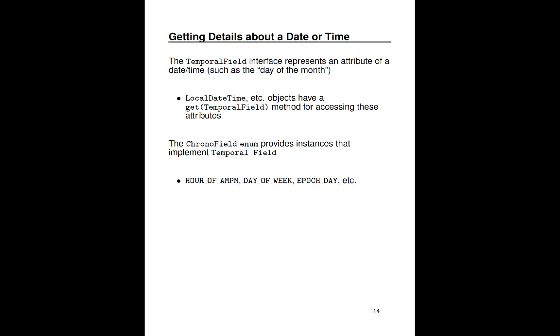On the previous slide, we saw how we can modify a date or time object. If you want to get information about a date or time, if you want to interrogate the object, there's an interface called TemporalField that aids this. Objects like LocalDateTime have a method called get that takes a TemporalField instance that specifies which attribute of that LocalDateTime you want to access. You specify which TemporalField you want to use by leveraging an enum called ChronoField, which has constants for the hour of AM or PM, the epoch day, how many days since 1970, the day of the week, etc.